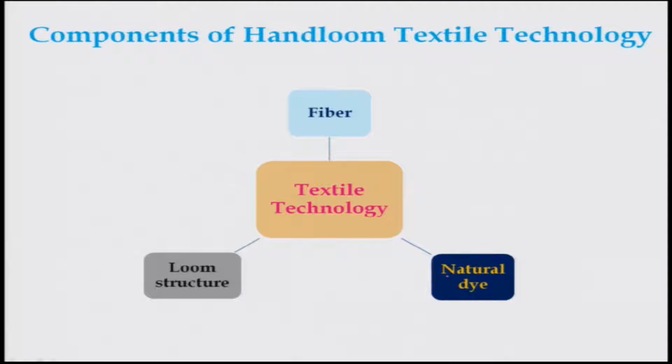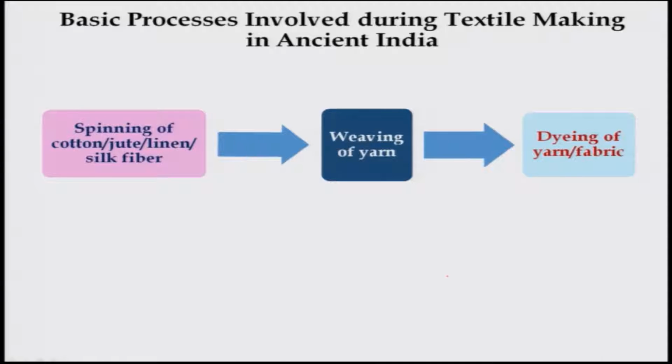We will start with the fiber and how to make it. Let us look at the basic processes involved in textile making in ancient India, and even today that is true. In ancient India people did everything by hand, using certain simple technologies. Spinning of cotton, jute, linen or silk fiber, of various kinds, is the first important step, and it comes from the raw materials.